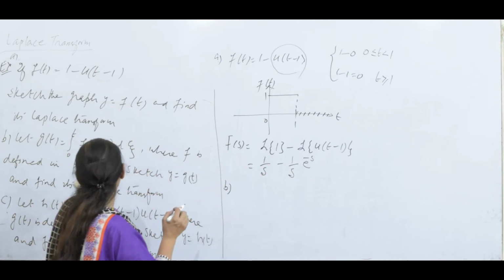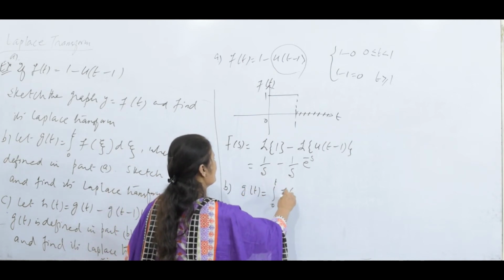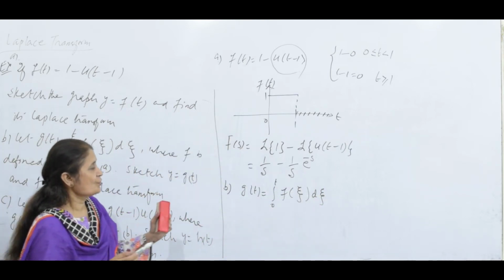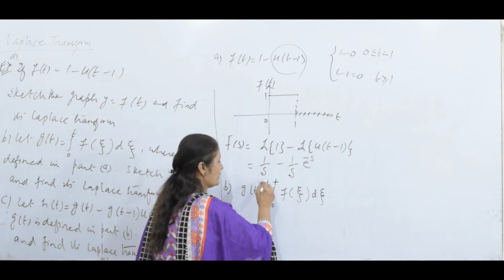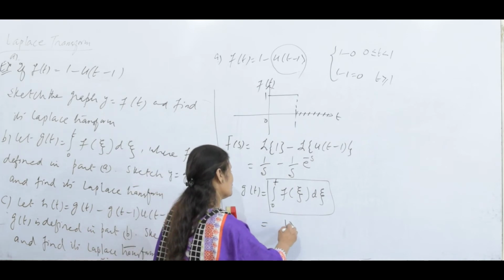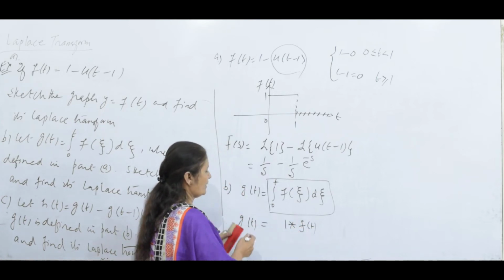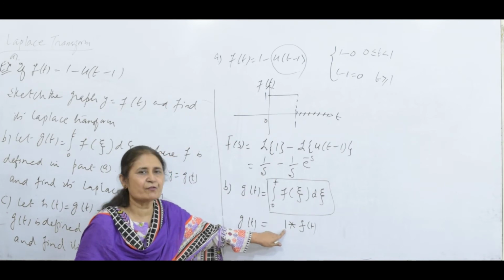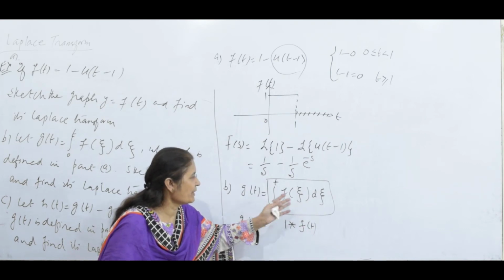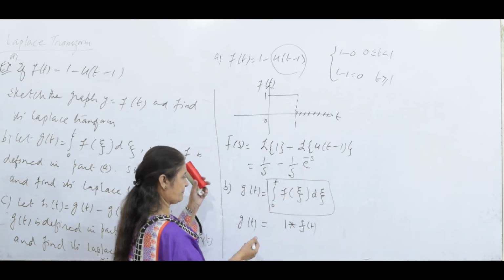B part. G of t is the integral from 0 to t of f of xi d xi. So can you write this in terms of convolution? Yes, you can write it as 1 convolved with f of t. Because if you are applying convolution, this is f of t minus tau, which is 1, and this is f of xi or tau. So you are getting this thing back, where 1 is constant. If it is t minus tau, it is 1. So you are getting this.